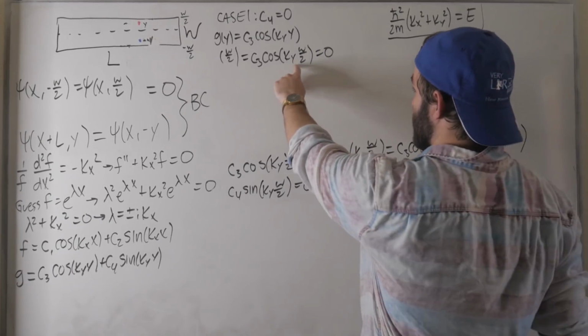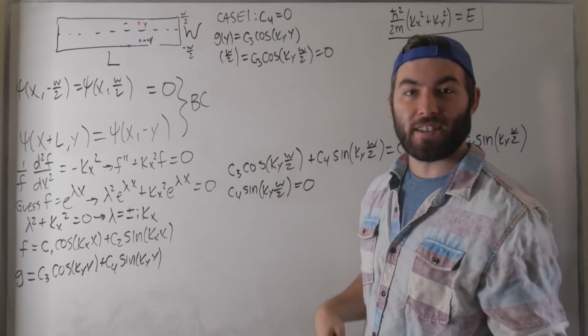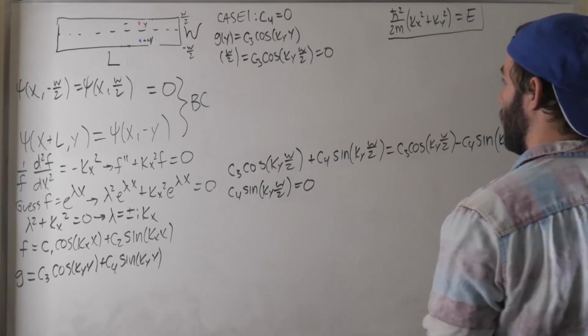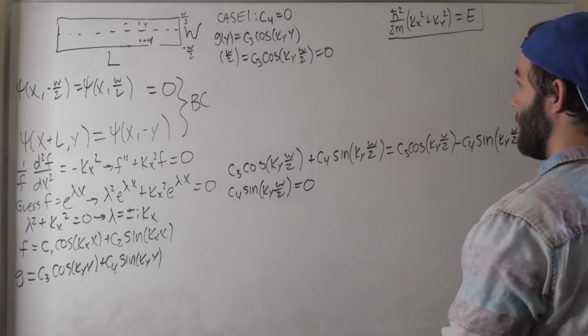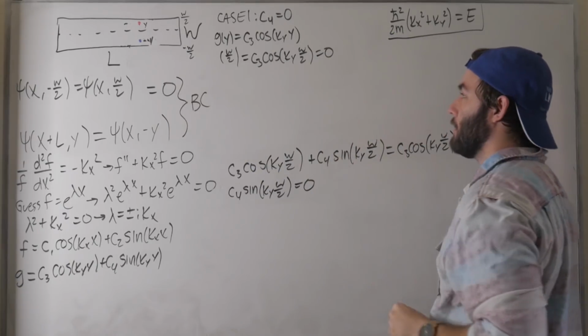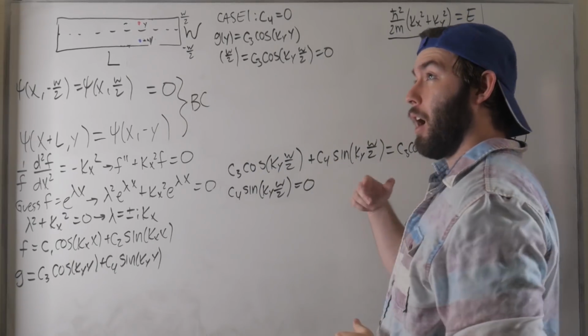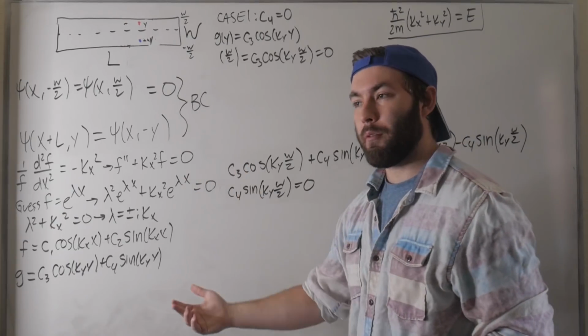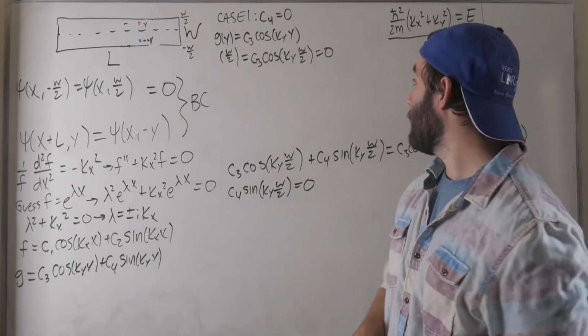So this is going to be 0 if c3 is 0, but that's boring because that would mean g is 0, which would make the wave function 0 for all values. So it's got to be with the angle. And when is the cosine 0? The cosine of an angle is 0 for odd integers of pi divided by 2. Right? Cosine of pi over 2, cosine of 3 pi over 2, and so on.